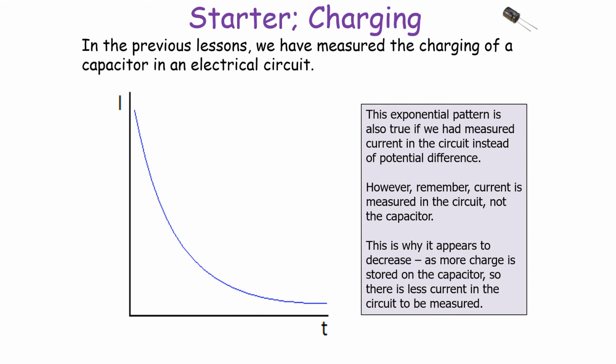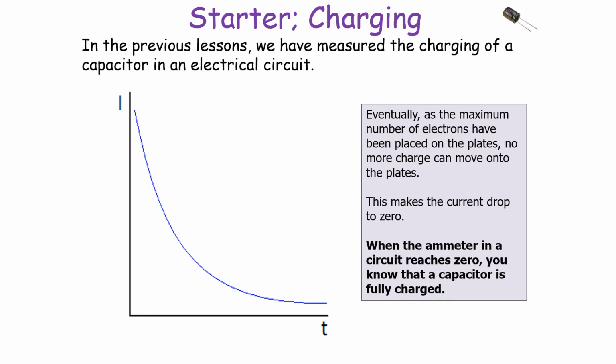Now, its exponential pattern is also true for measuring current in the circuit, but the current we're measuring is in the circuit, not of the capacitor, which is why it appears to decrease, because there's less current in the circuit to be measured. Now, when the ammeter in the circuit reaches 0, you know your capacitor is fully charged.